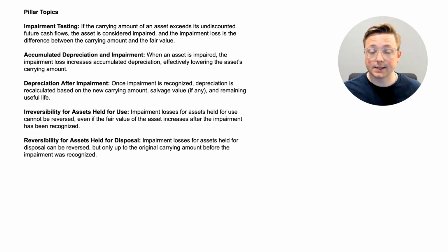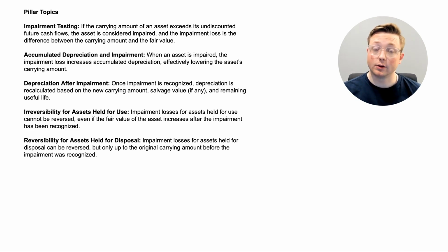Now, as far as assets held for use and assets held for disposal, doing recovery of impairment losses, let's talk about the irreversibility for assets held for use. Impairment losses for assets held for use cannot be reversed, even if the fair value of the asset increases after the impairment has been recognized. So if you're still using the asset, it's not one that you're thinking of disposing, if the fair value goes up, you can't reverse any of that impairment loss.